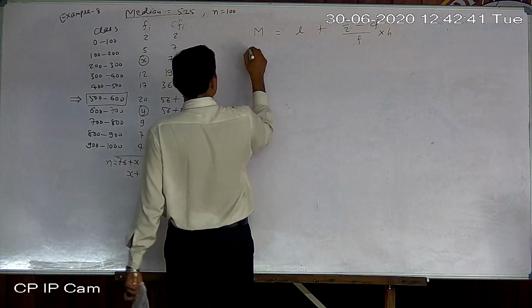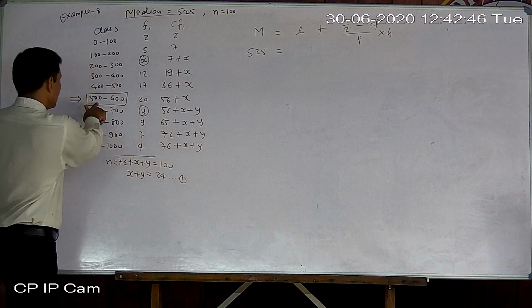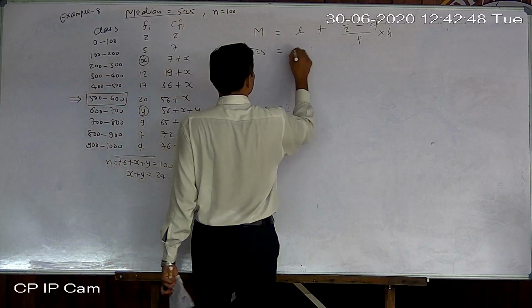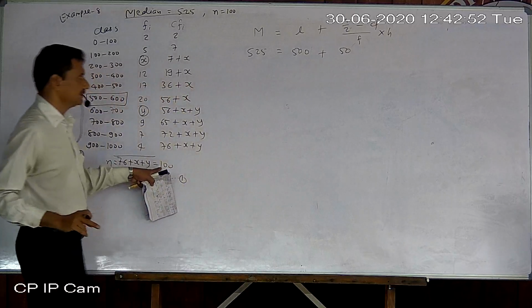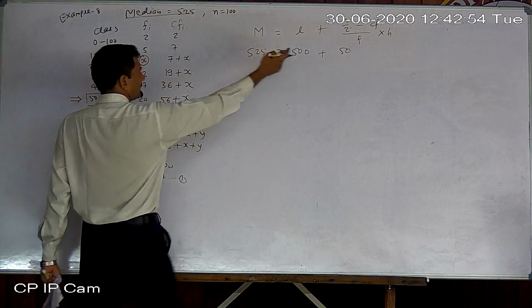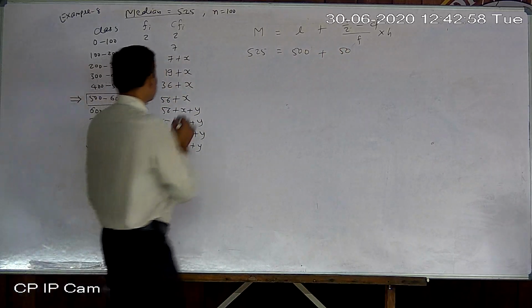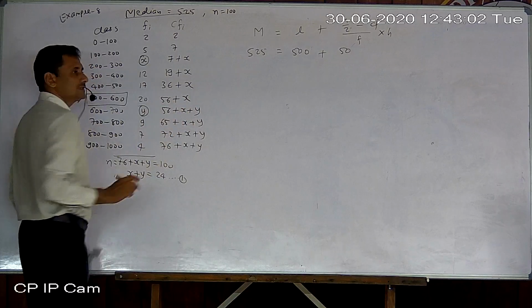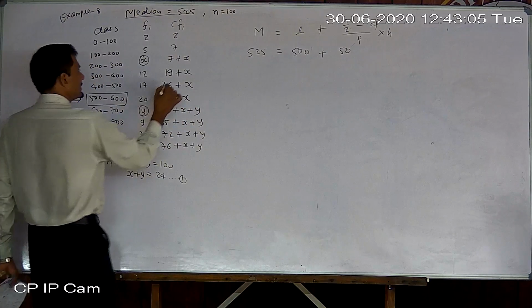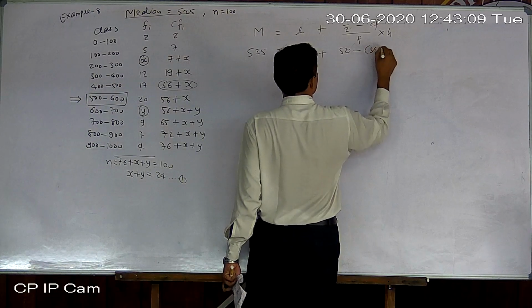Now the median is given, 525. L, the lower boundary of the median class, 500. n by 2, n by 2 is 50 here. Why? n is 100. If you want, you can write 100 by 2 also, one step will be extra. Now CF. CF is not this. Many students make a mistake of this type. CF is actually 36 plus x. So write down 36 plus x in brackets only.